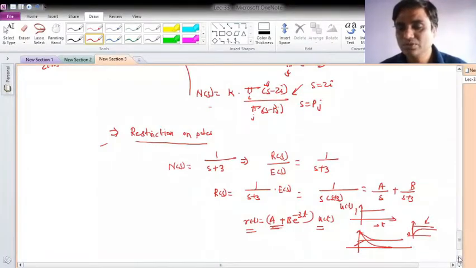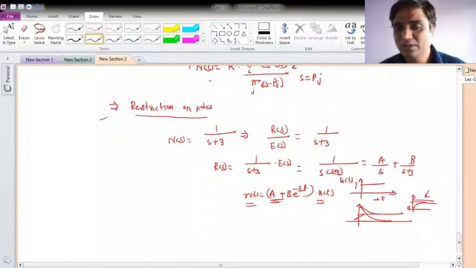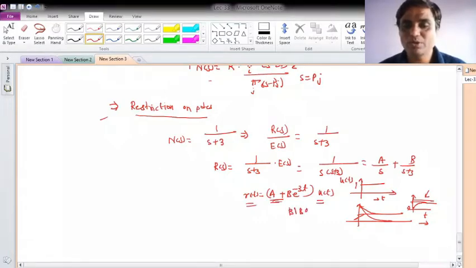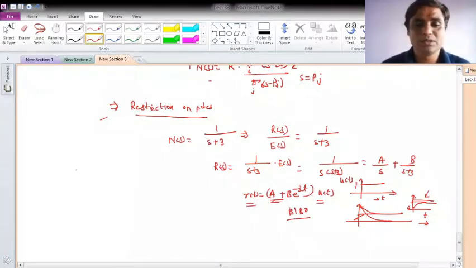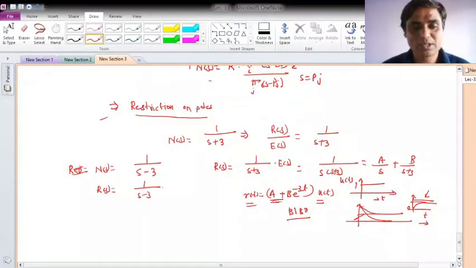It has a lower limit and upper limit for the magnitude. Now, if I give a bounded input, what kind of output will I get? I get a bounded output. Let us see the situation. Say R of S over E of S is equal to 1 over S minus 3. So I can write the response as 1 over S minus 3 into E of S, where E of S is the unit step I have applied to the network.